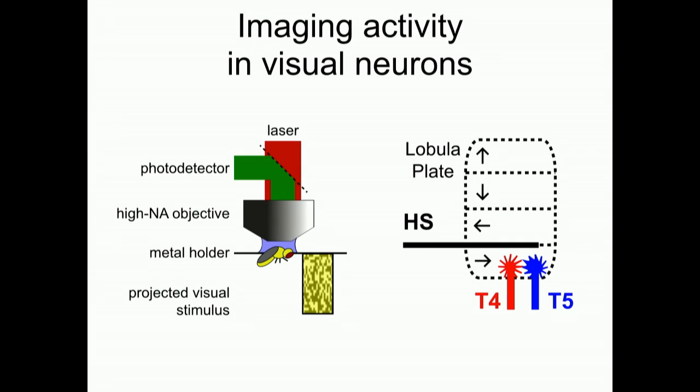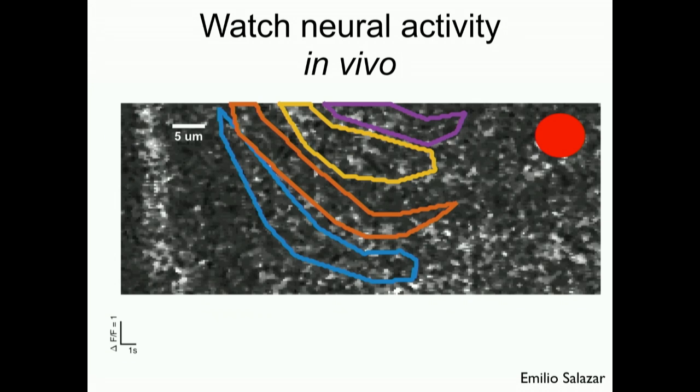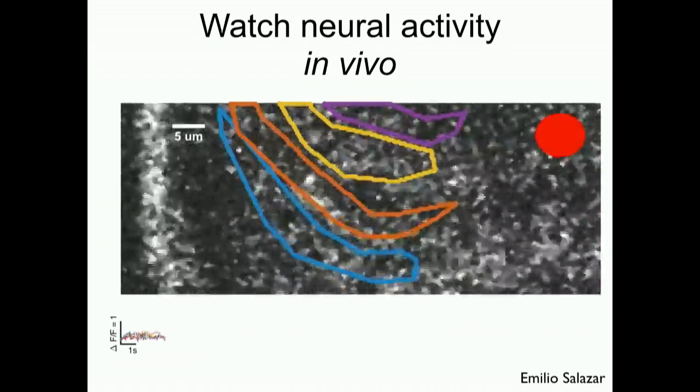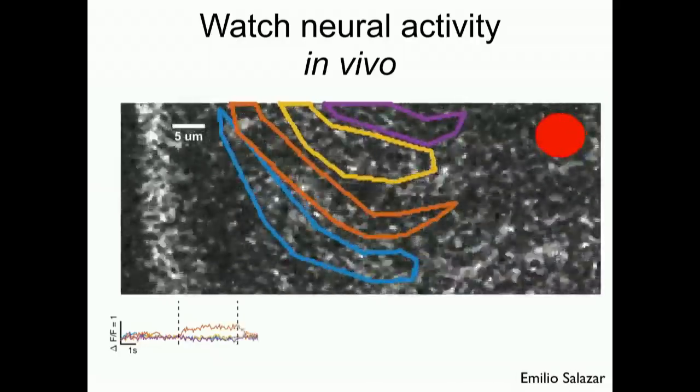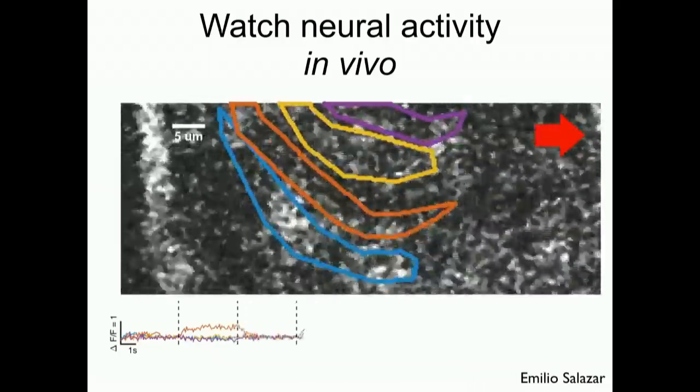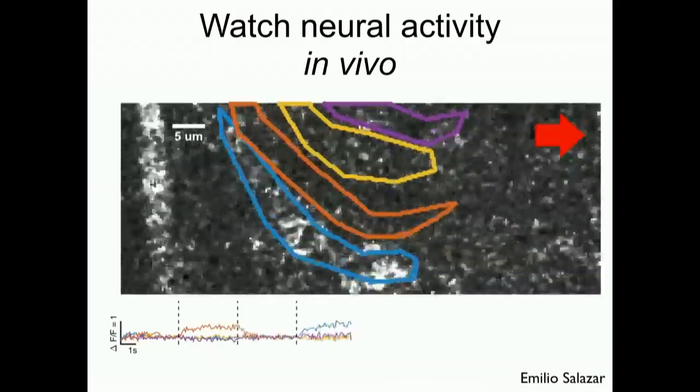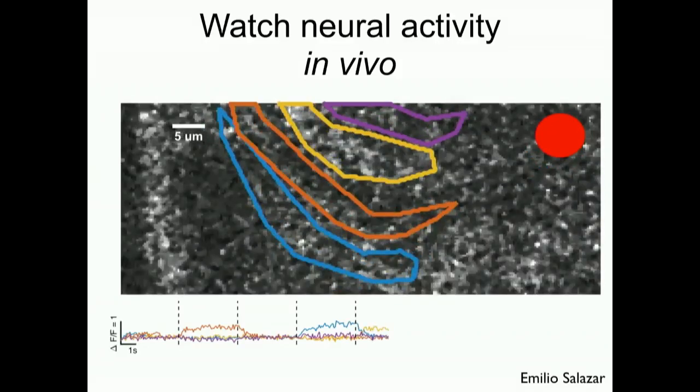So what does this actually look like? This would be a typical movie. 2-photon microscopy, remember, is photon starved, so it's very noisy. Here I've outlined the 4 layers, and then there's motion to the left, and you can see activation in this layer. And now when there's motion to the right, there's activation in this layer. And if I let the movie continue, we'd see activation in the following 2 layers.